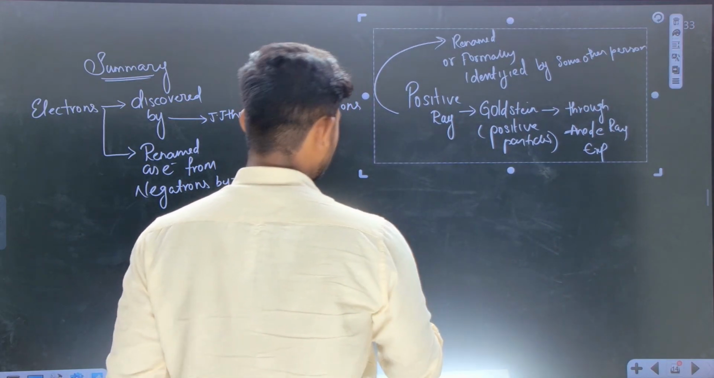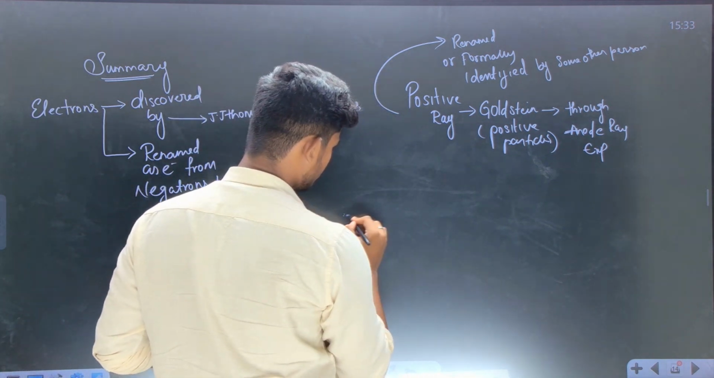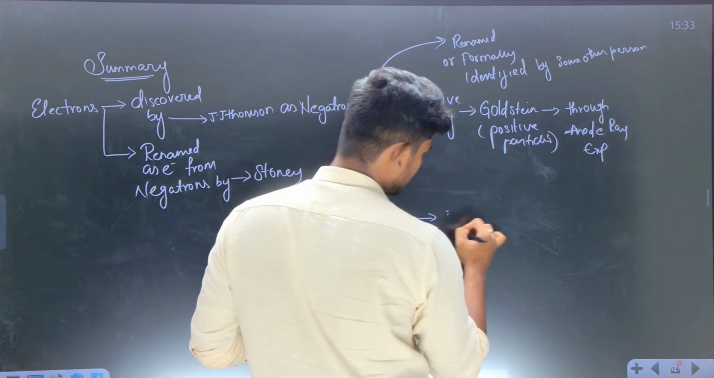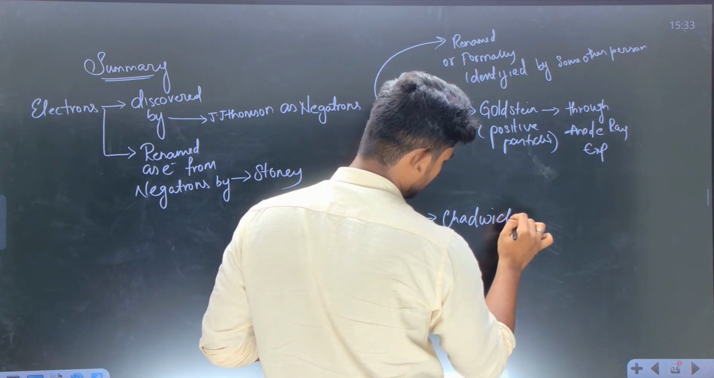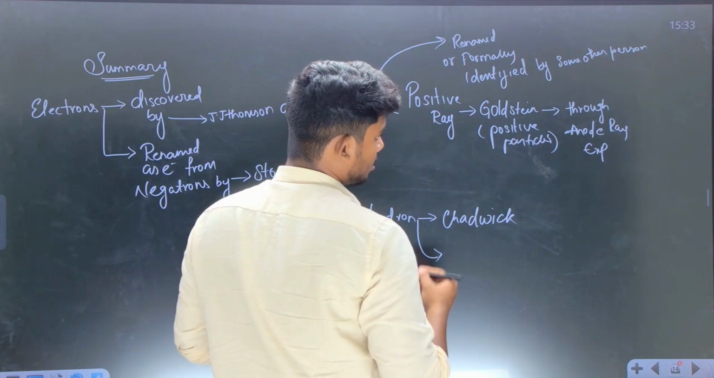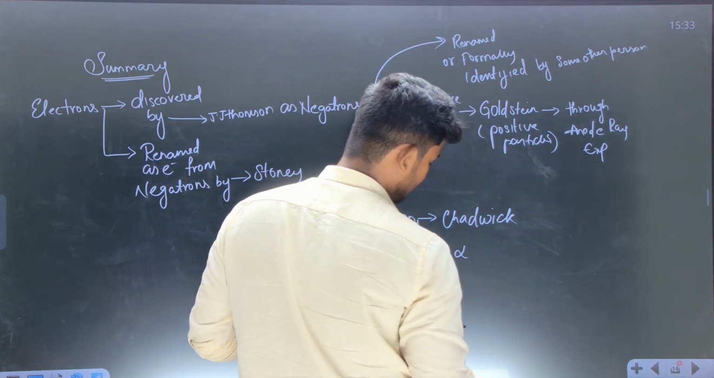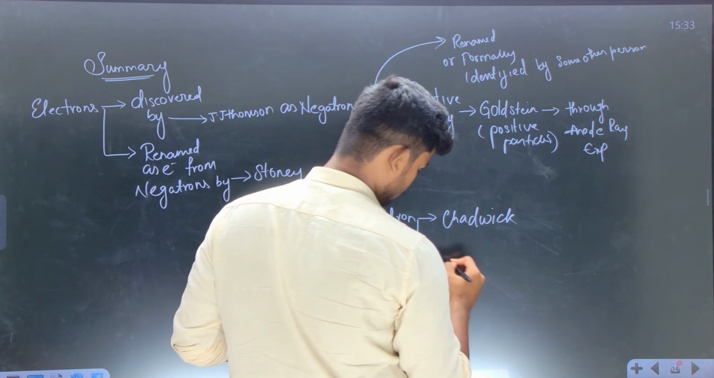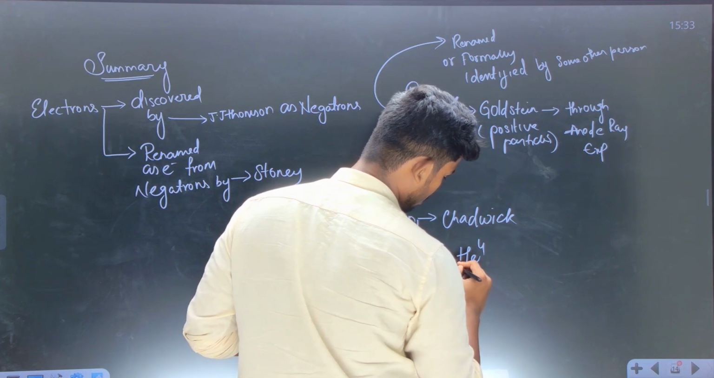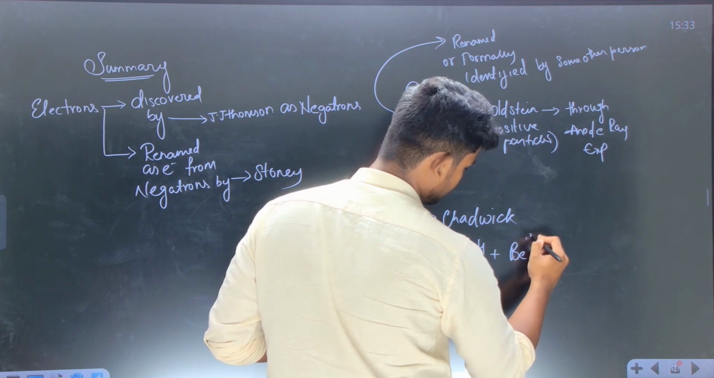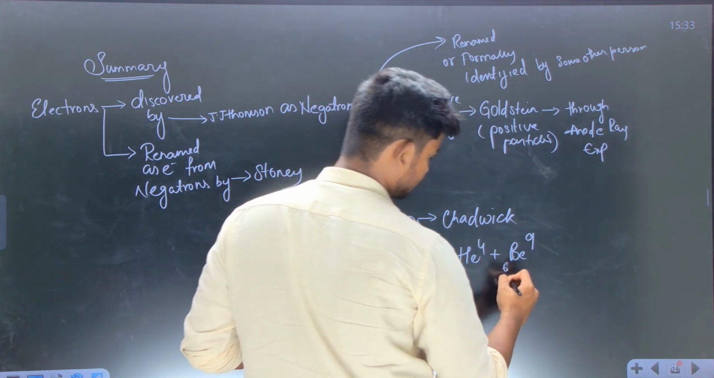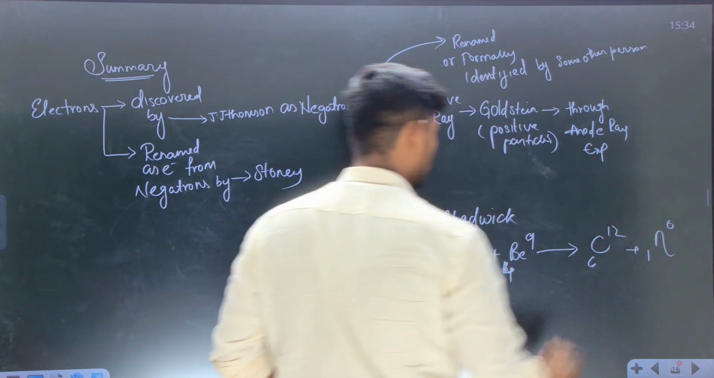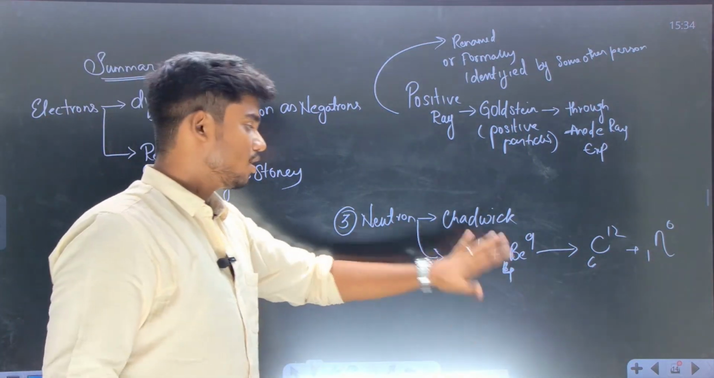But coming to our last subatomic particle, the very last but not the least, that is the neutron. The chargeless body was discovered by Chadwick, and the most famous equation for this is alpha, or instead of alpha you can say helium 4 2, plus beryllium 9 4, gave rise to carbon 12 6 plus 1 neutron. So this is one of the most famous equations of the neutron's discovery.